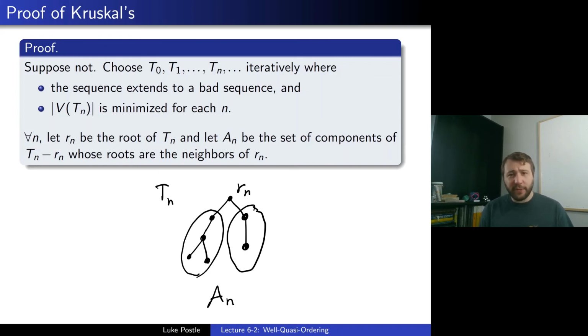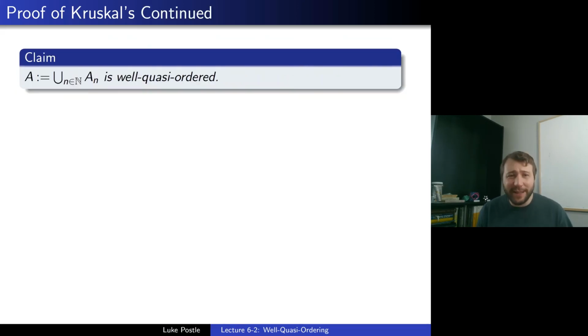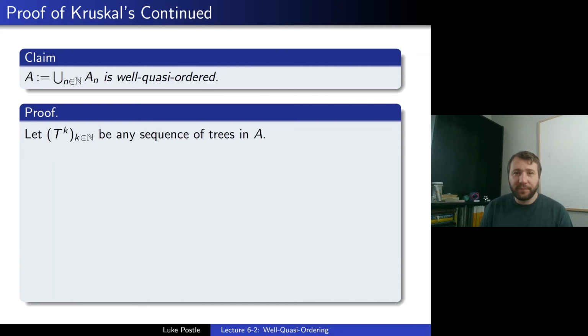Why is that useful? Because that should remind you of the set proposition we just proved before. But let's prove a claim intermediately here. We claim that if you take all the trees that are in all these An together, not as sets anymore, just as individual trees, this is well-quasi-ordered. Why? Suppose not. Let T be any sequence of trees in A; we'll show that this actually has a good pair. And this will establish the theorem.